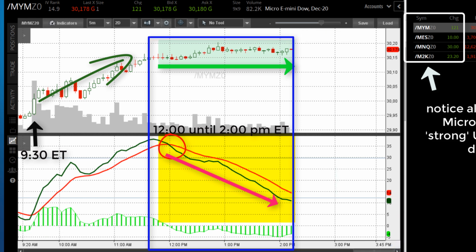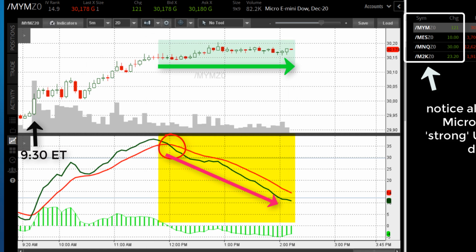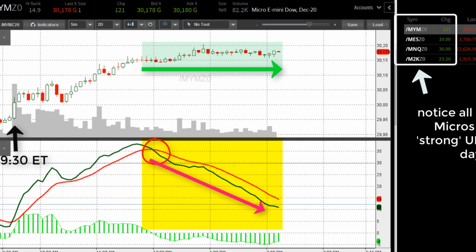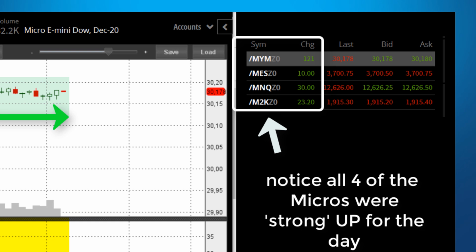It really is one of the great laws of nature. It's easier to swim with the current in the river than to go against the trend. So most times the trend really is your friend. And here's one more hint to help you. During that entire 2 hours when the MACD gave us that false sell signal, you can see here that all four of the Micro E-minis were in the green during the entire time.